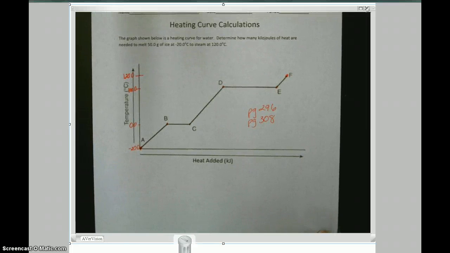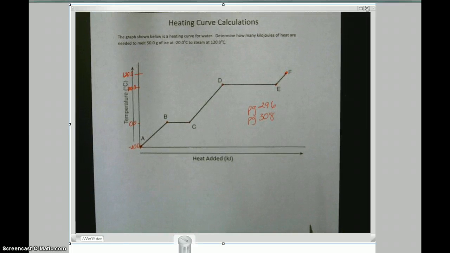All right, we're going to look at how to do heating curve calculations today. I'm going to do the first example on the front with you, and then you're going to do the example on the back. So the first thing we need to do is look at the question. It says the graph shown below is a heating curve for water.